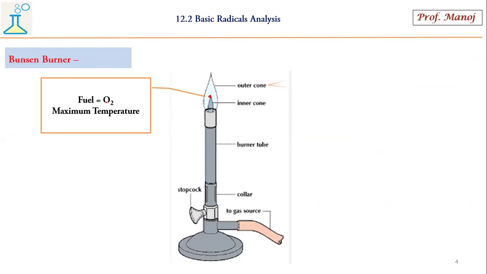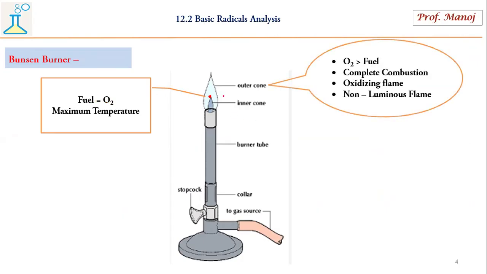There are 2 more portions. One is called the outer cone of the flame. Over here, the amount of oxygen is much more than fuel. Complete combustion of the fuel takes place, and this part of the flame is called the oxidizing or non-luminous flame.